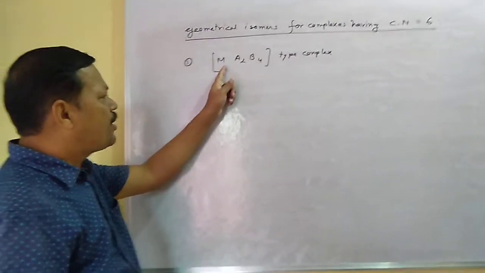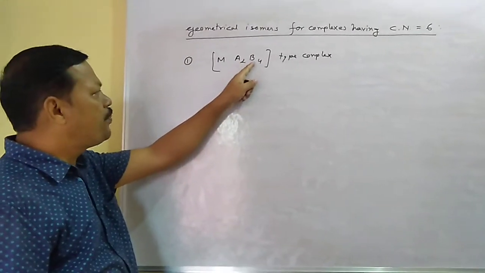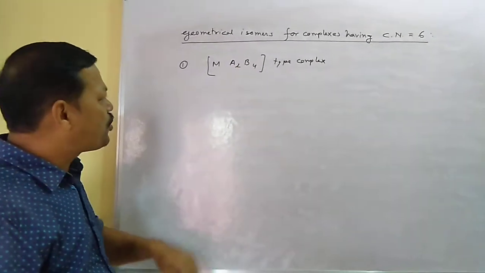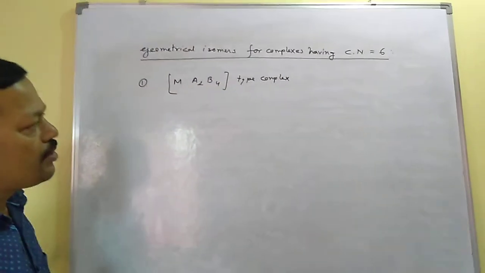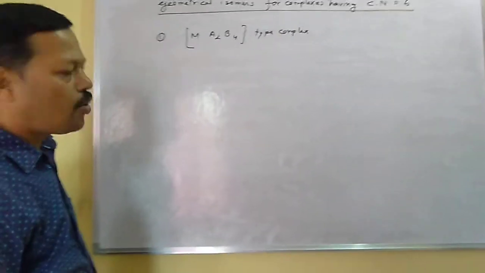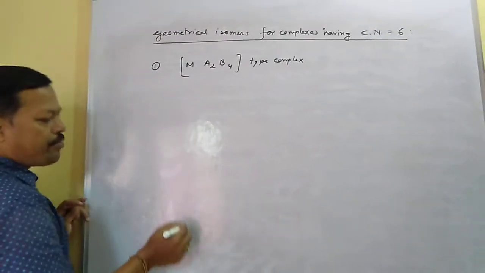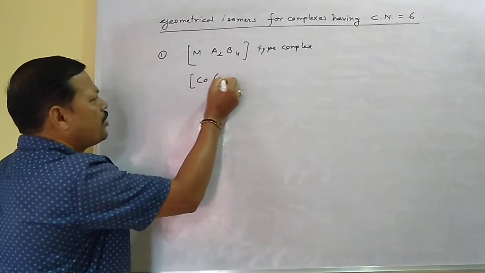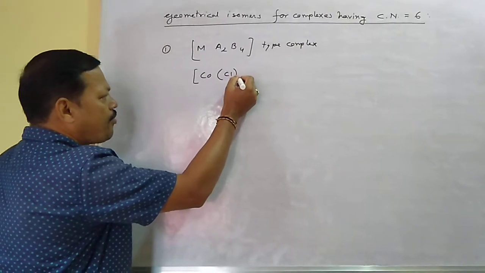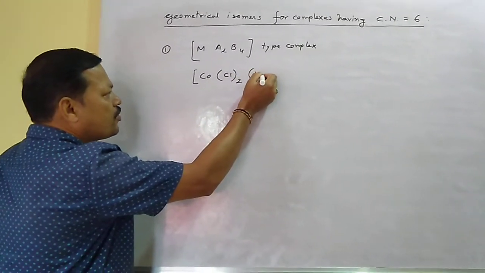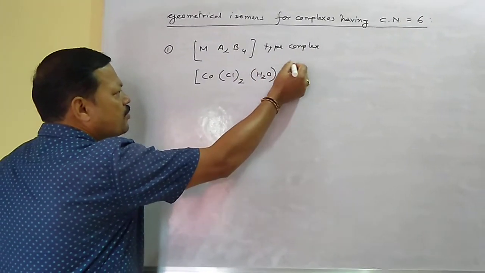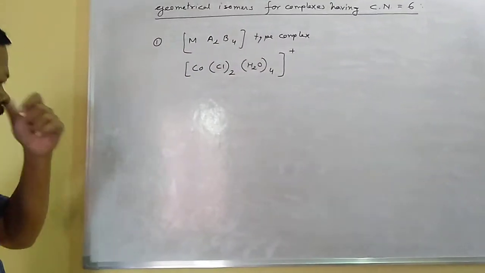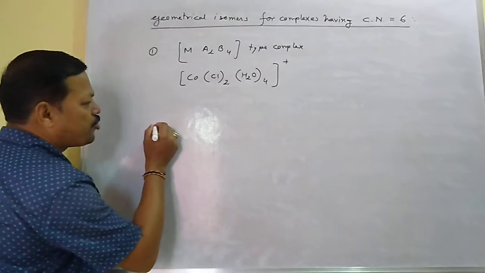Here M is the metal, A is one type of ligand, B is another type of ligand, 2A ligands and 4B ligands. So total number of bonds will be 6. That's why the complex is said to be an octahedral complex. For example, you can take this example: cobalt is the metal, 2 chlorine ligands, 4 water ligands. Suppose this is one of the complexes.